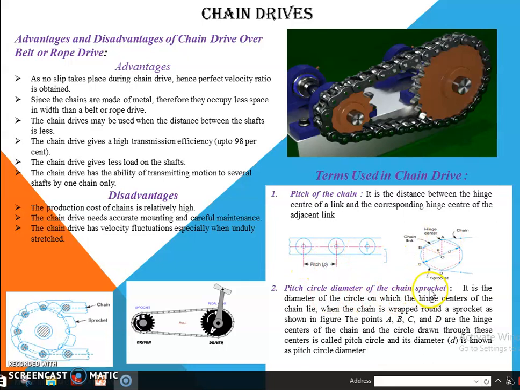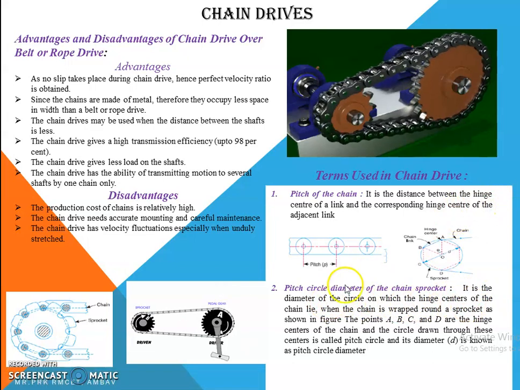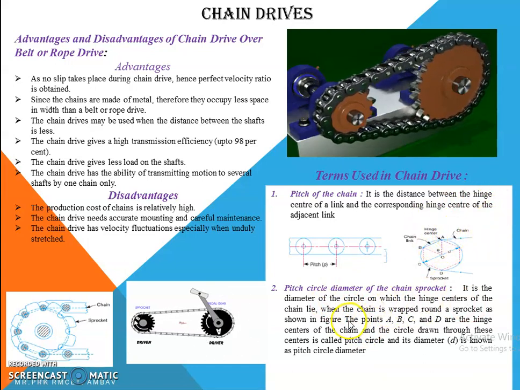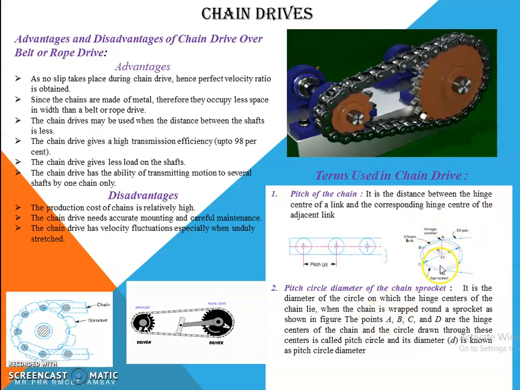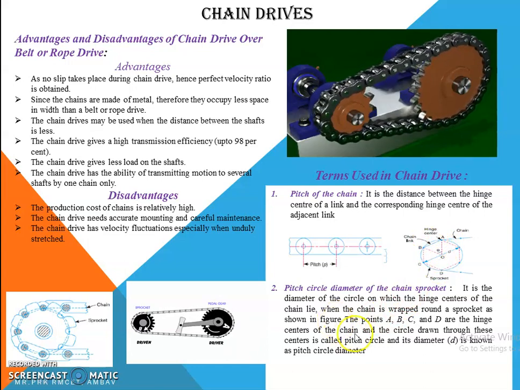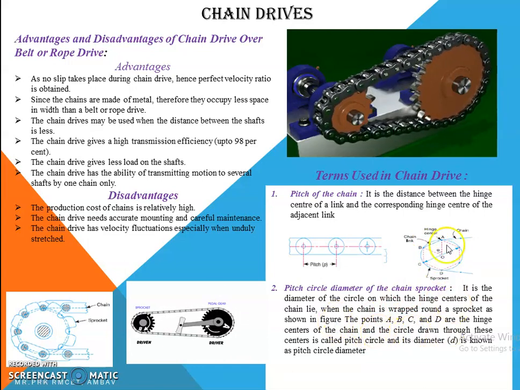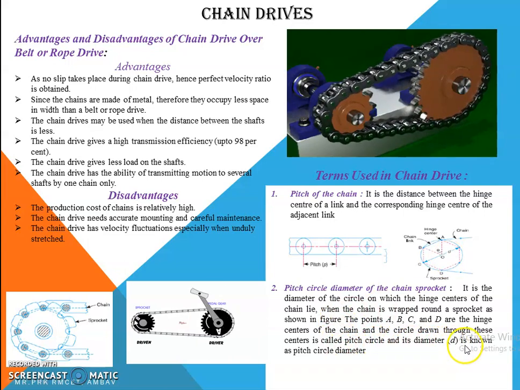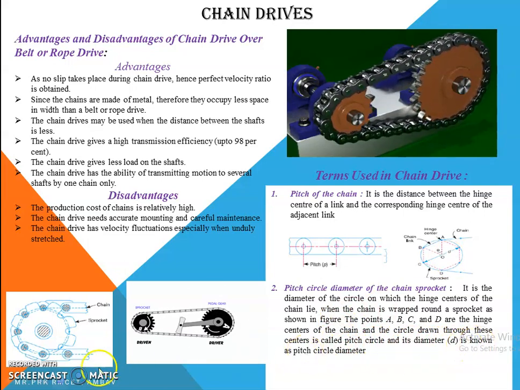Pitch circle diameter of the chain sprocket. It is the diameter of the circle on which the hinge centers of the chain lie when the chain is wrapped around the sprocket as shown in figure. The points A, B, C, D are the hinge centers of the chain, and the circle drawn through these centers is called pitch circle, and its diameter D is known as pitch circle diameter.